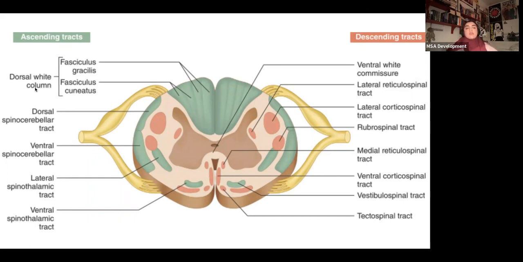So in our ascending tracts, we have the dorsal columns, which are responsible for proprioception, for vibration sense, etc. We've got our spinothalamic tracts, spinocerebellar. Spinocerebellar is more for the sake of proprioception, balance, etc. Spinothalamic is for the sake of sensation. And in our descending tracts, we have our motor tract, so the corticospinal tract, for example, over here as well, the corticospinal tract, etc. Okay.